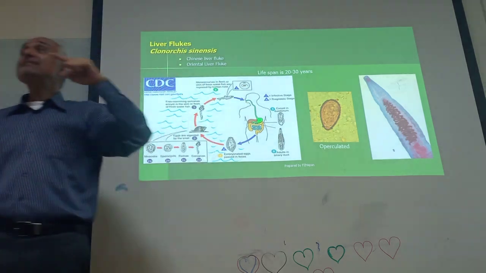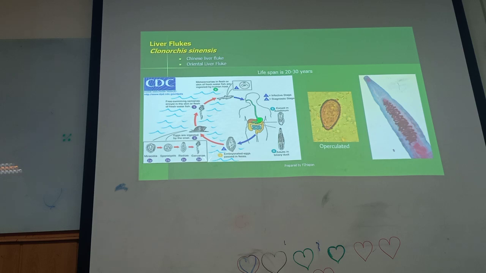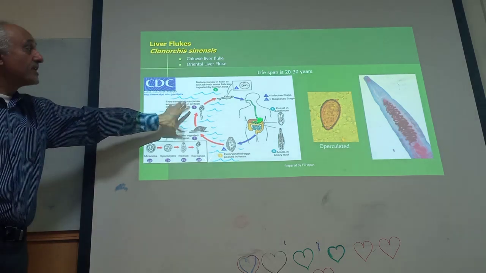Lifespan is 20 to 30 years. Take into account that when you are dealing with a worm inside the liver of a patient with a 30-year lifespan, how long can it be there? This is very important pathologically. Anyhow, look at the picture.